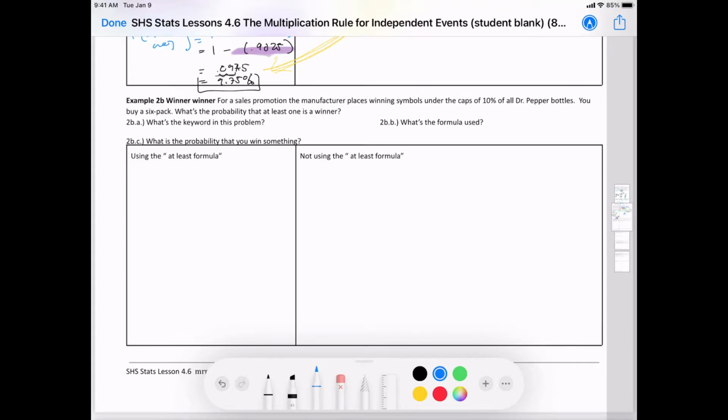For a sales promotion, the manufacturer places winning symbols under the caps of 10% of all Dr. Pepper bottles. You buy a 6-pack. What's the probability that at least one is a winner? What's the keyword? At least one. And what's the formula being used? The probability of at least one is 1 minus the probability of none.